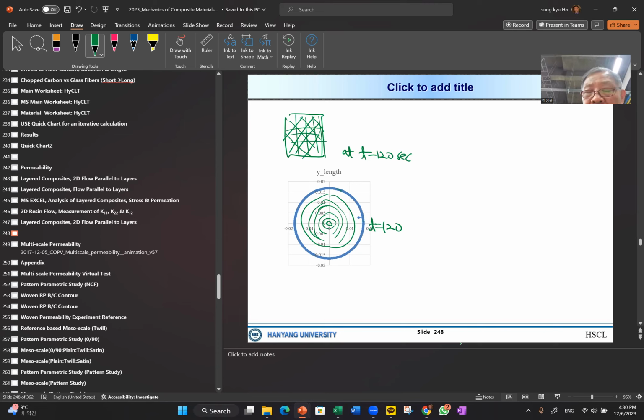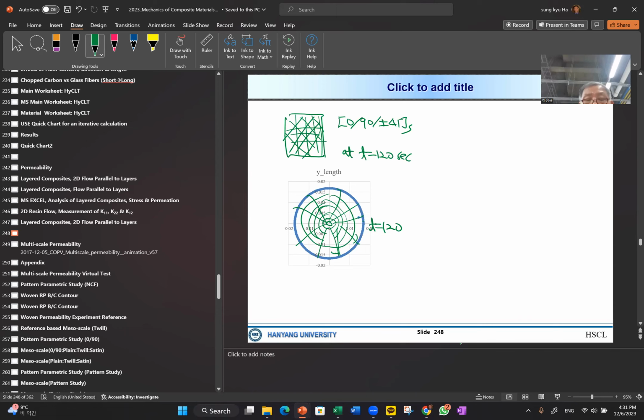Now it is very interesting. Why is it precisely a circle? Well, this is 0, 90, plus or minus 45 and symmetric. As you can see, it is quasi-isotropic. Quasi-isotropic means structurally it behaves like an isotropic material, but the flow line is also isotropic. So everywhere, the resin flows in every direction by the same amount. Okay, this is very interesting to know.